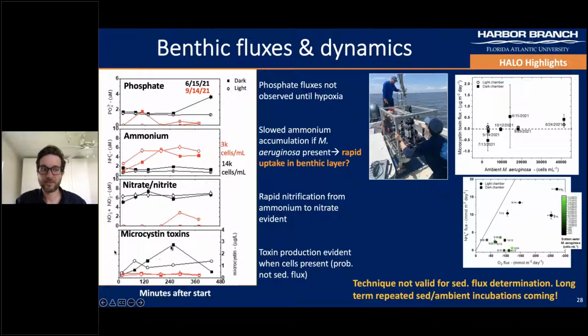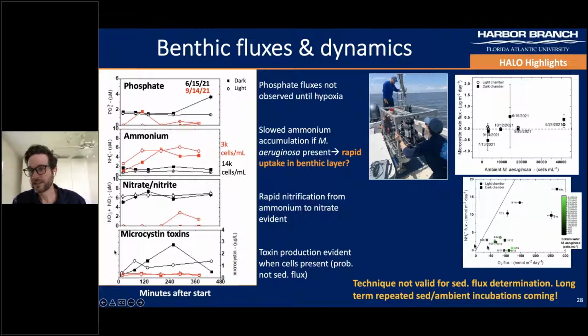We did see microcystin toxins fluxing in a couple cases, but as you could see over here, now microcystis in the ambient water is our independent variable, and now our toxin flux is our dependent variable. And what you see is that the toxin flux is somewhat proportional to the amount of microcystis present in the bottom water. And so, it's kind of inconclusive as to whether we have an actual microcystin toxin flux or whether we just have trapped microcystis inside the chamber that's generating new toxins.